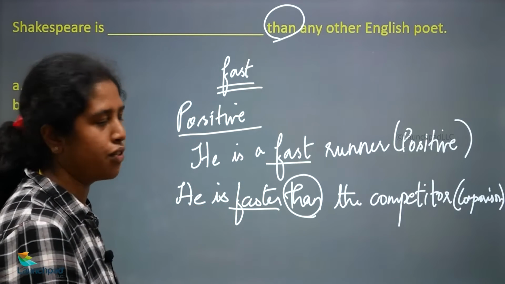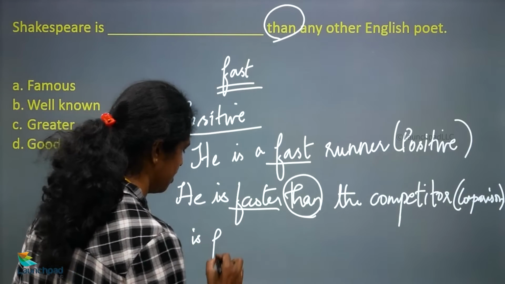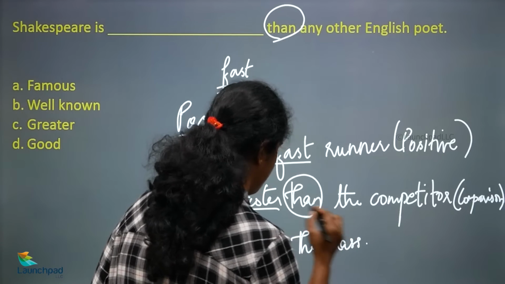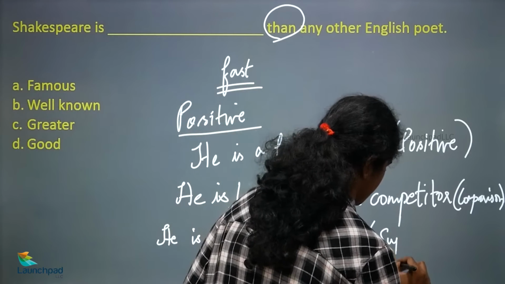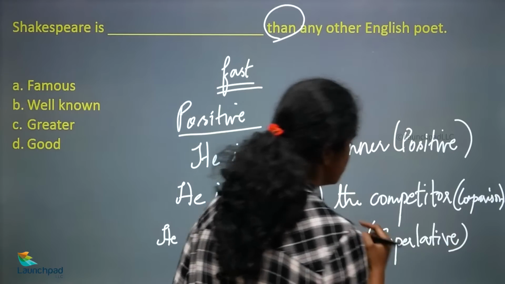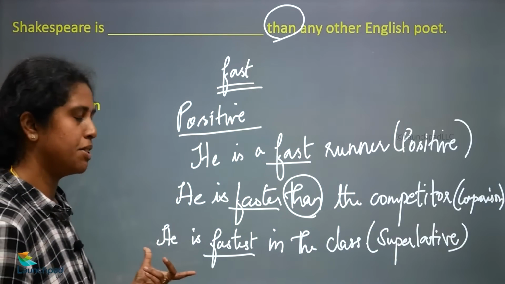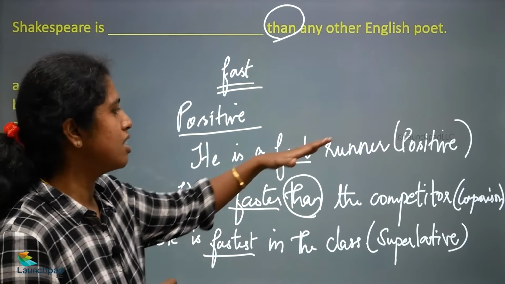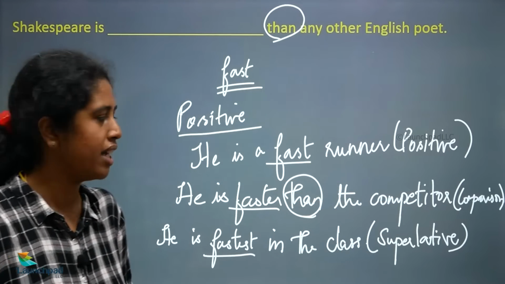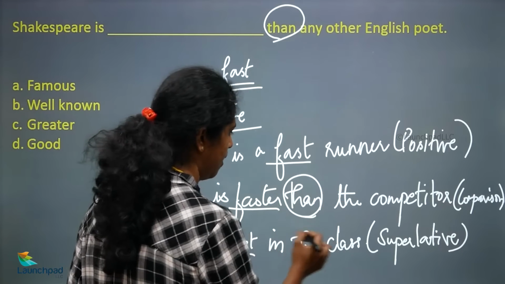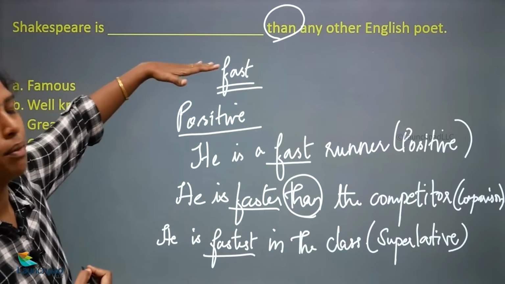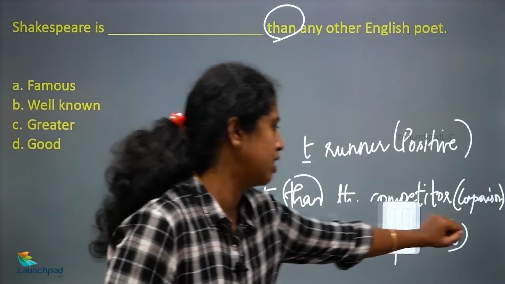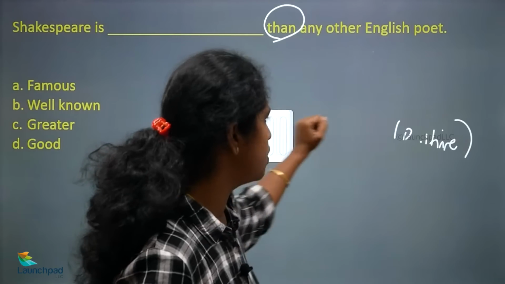Now what is the superlative degree of comparison? He is fastest in the class. This is your superlative. What happens here? The subject is being compared with everything, all the rest, and that becomes your superlative. So this is your positive, comparative and superlative degree. Mostly in the comparative degree you will have "than". That is a clue word, like the one in this particular sentence. So it is important for us to know the degrees of comparison, to identify the clues and then proceed.